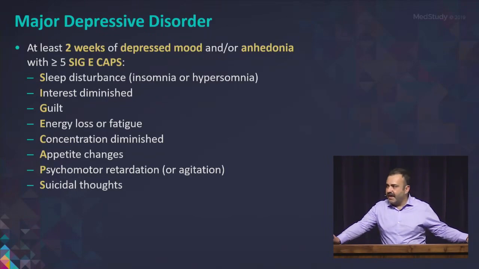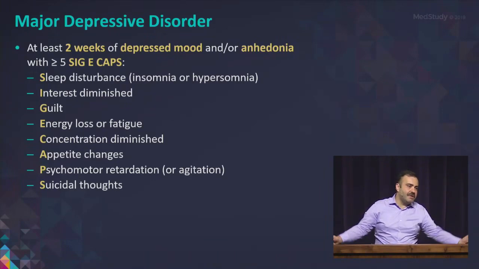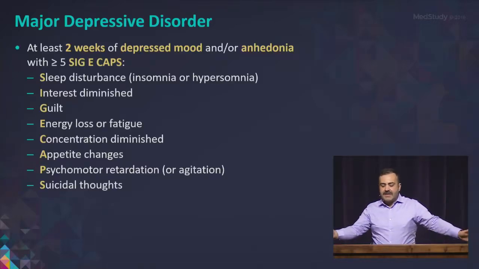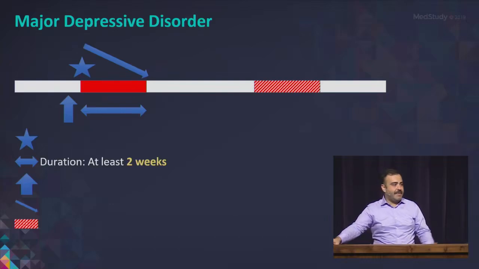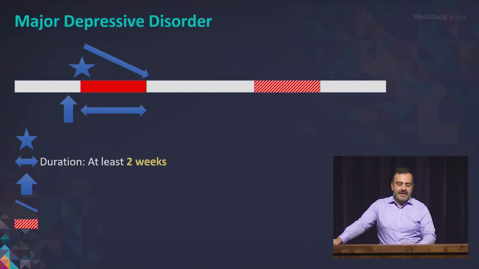And anhedonia is defined as a significant decrease in interest. In addition to that, you need to have at least 5 or more of these other psychiatric symptoms: sleep disturbances, changes in interest, feeling guilty, any changes in energy and not being able to concentrate, also changes in appetite, overeating or undereating, and also changes in psychomotor energy, like the patient becomes very psychomotor retarded, not moving, versus very psychomotor agitated, and also suicidal thoughts. So again, back to that figure, the duration of MDD has to be at least 2 weeks.